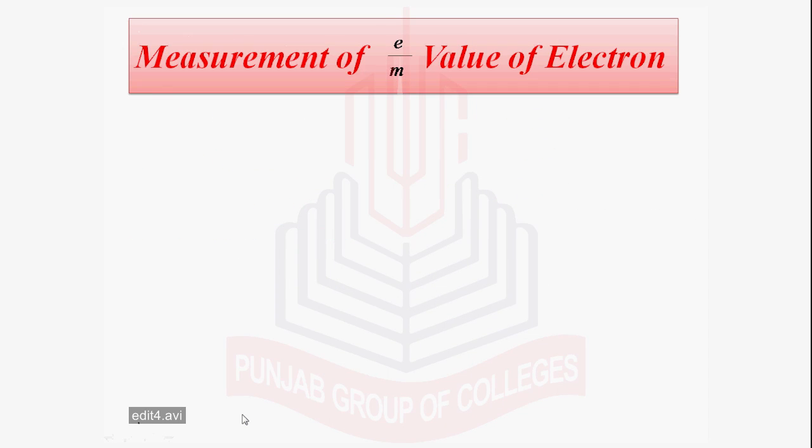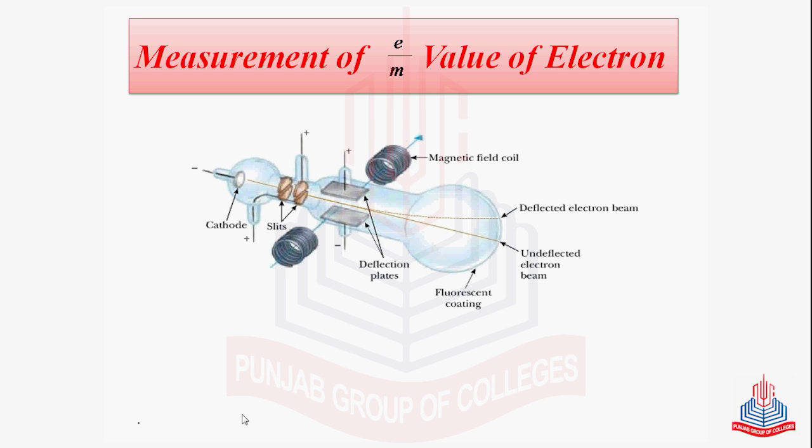Bismillahirrahmanirrahim. Now let's discuss how we can measure the e over m value of an electron. Actually, the measurement of the e over m value of an electron was done by an experiment by J.J. Thomson in the year 1897. J.J. Thomson used an instrument, an apparatus, that has a discharge tube in it. Let's see the apparatus used for the measurement of the e over m value of an electron.